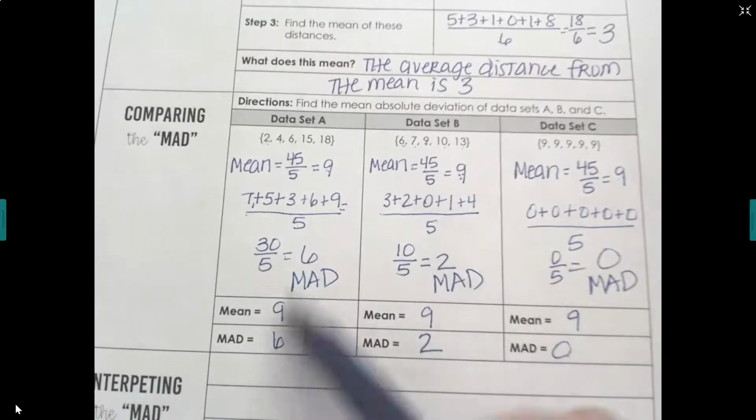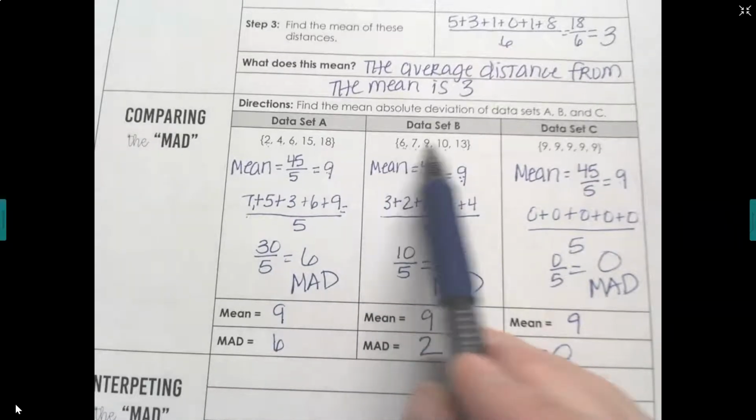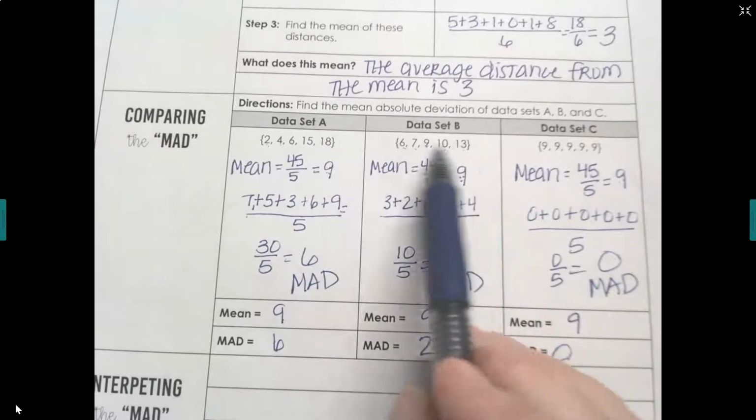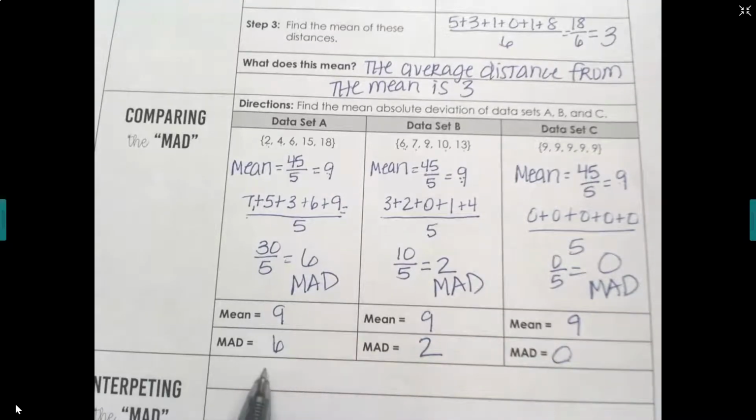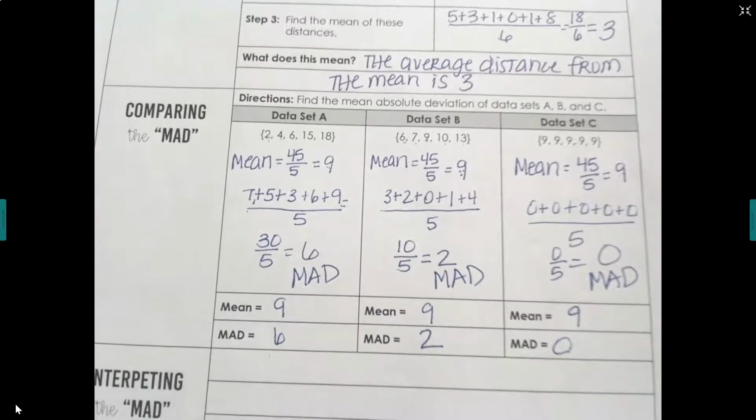These numbers are pretty close together. They have a MAD of 2. These numbers are more spread out because we go from 2 to 18. This is only 6 to 13. This has a smaller range than this one, and this one's MAD is bigger. So the bigger the range, the bigger the average distance.